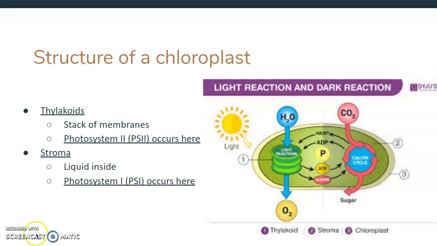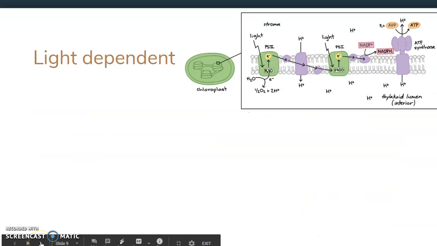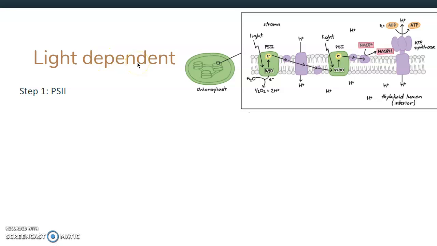So the first step of photosynthesis is our light-dependent reactions. I don't think I mentioned this in our first one, but just to be clear, dependent means that we need it, right? So our light dependent is a process that has to have light, whereas our light independent is not.